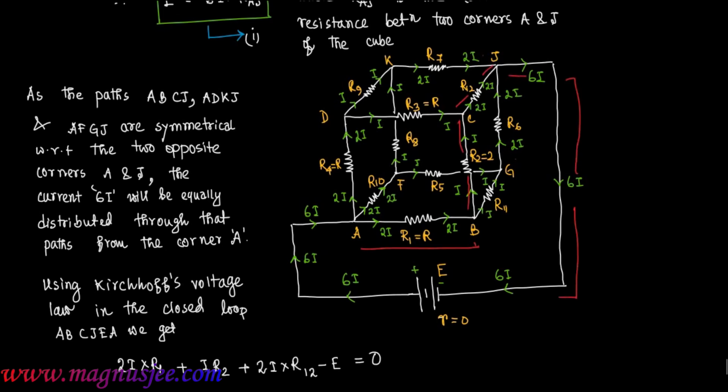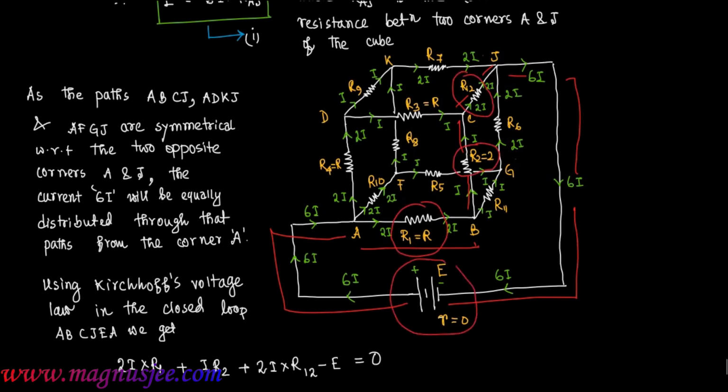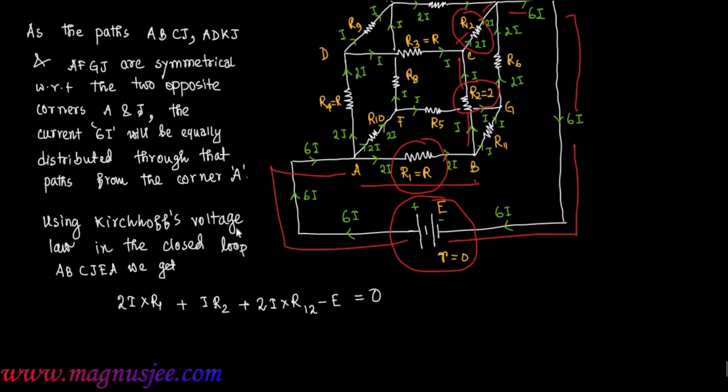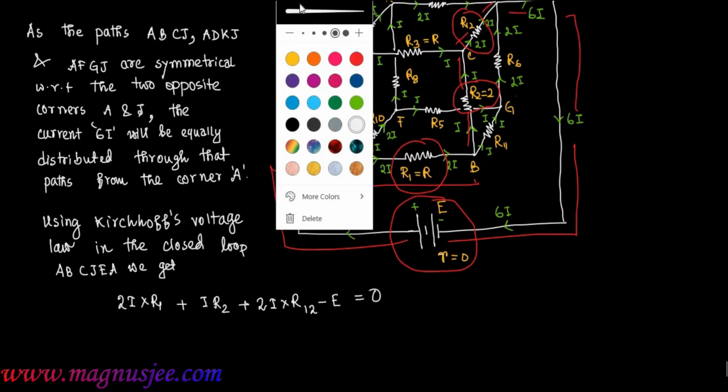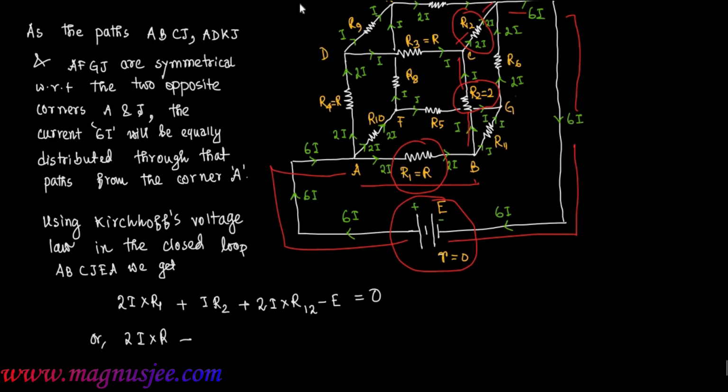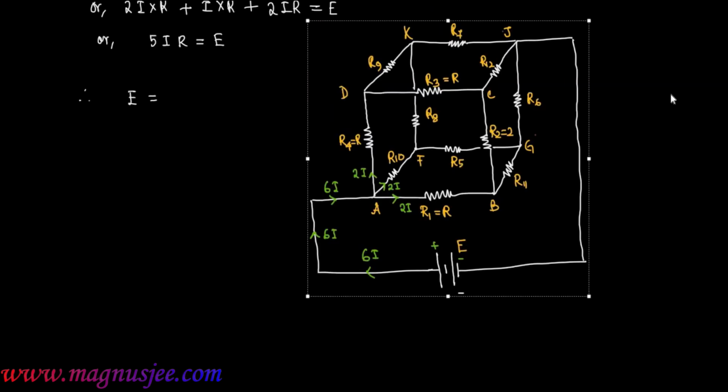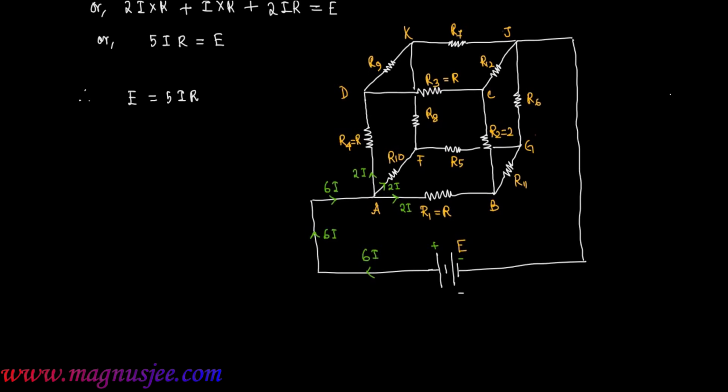If we consider this path A, B, C, J, E, A, there will be four elements through which we have to consider the potential difference. So 2IR plus IR plus 2IR equal to E. Therefore 5I into R is equal to E. So we get the expression of EMF of the battery, E equal to 5IR, which is equation 2.